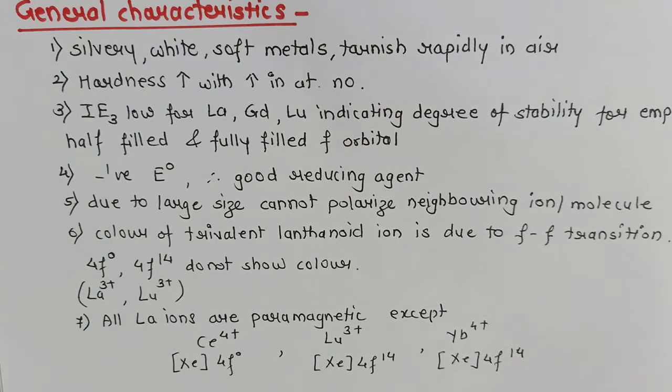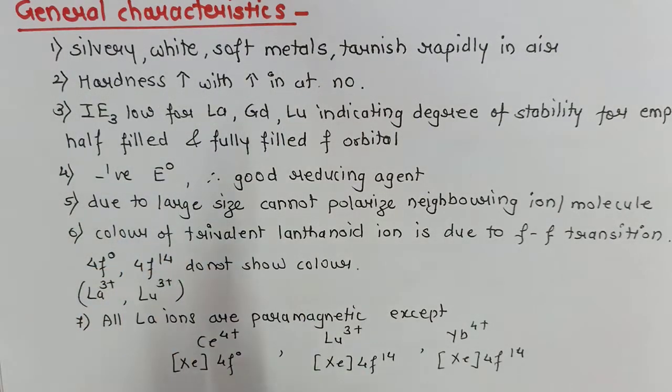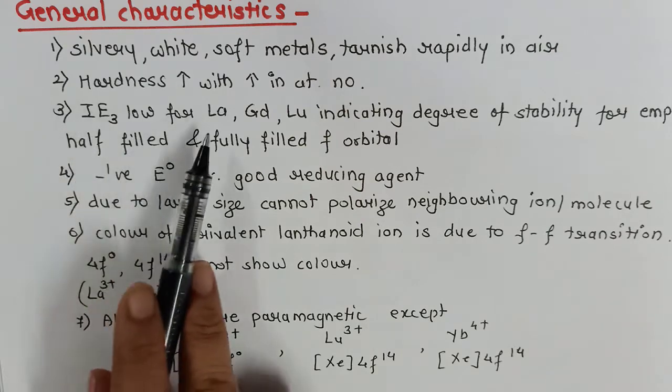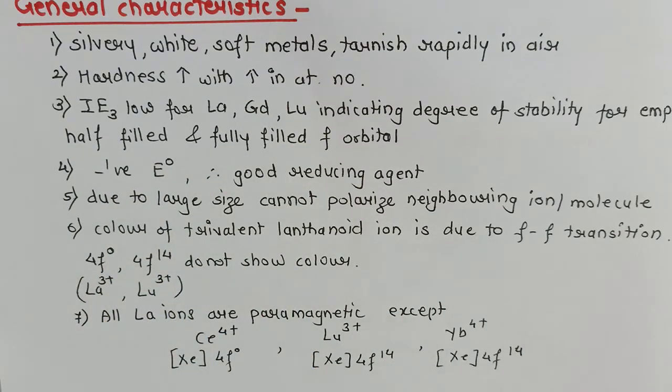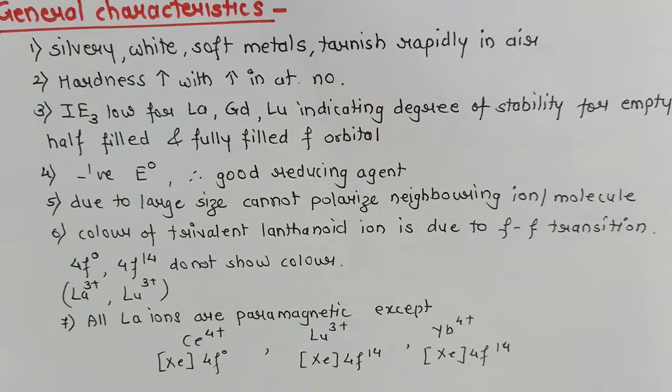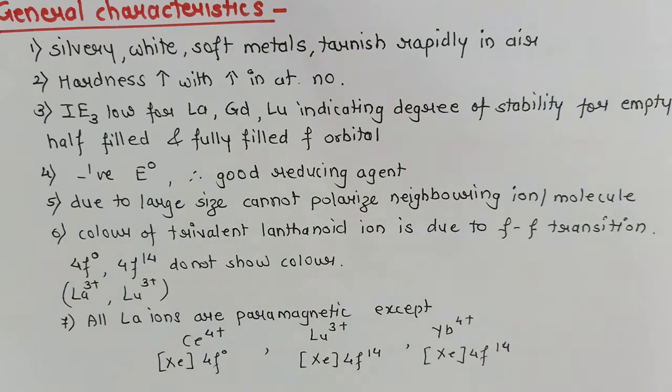The other characteristics of lanthanoid elements include their nature. They are silvery white, soft metals. They easily get tarnished in air. The hardness increases with increase in atomic number. Third ionization enthalpy is low, especially for lanthanum, gadolinium, and lutetium, and this indicates the degree of stability for empty, half-filled, or fully filled f orbital. Generally, they have negative E0, showing that they are good reducing agents. Comparatively, they have large size, so they cannot polarize neighboring ions or molecules.